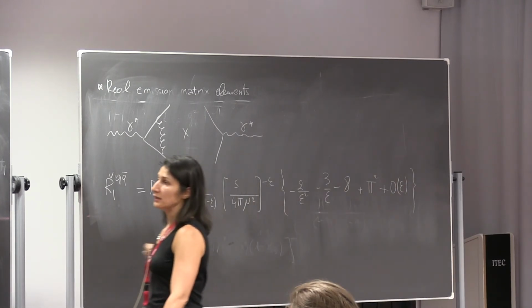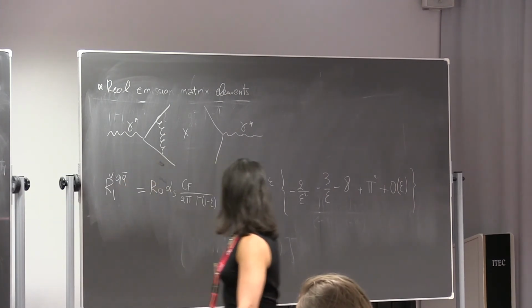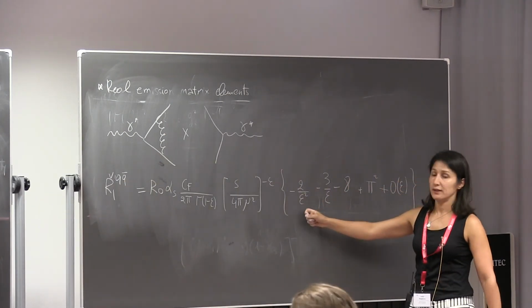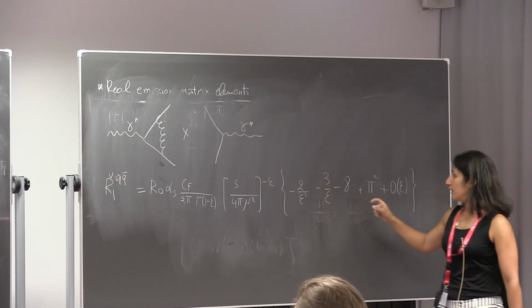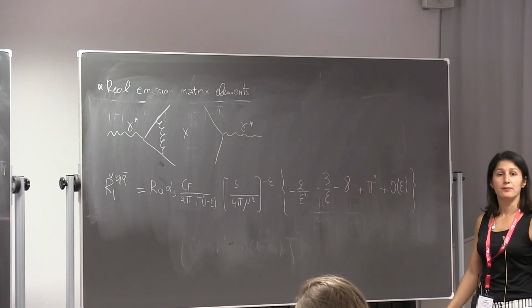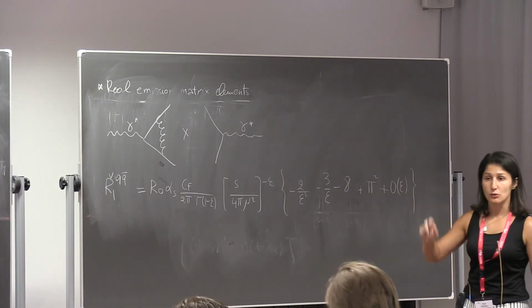And you can clearly see, once you add the real radiation corrections to the virtual corrections contribution, the double pole cancels, the single pole cancels, and then you have the finite piece. Okay? So clearly now the singularities cancel when you add these two pieces.